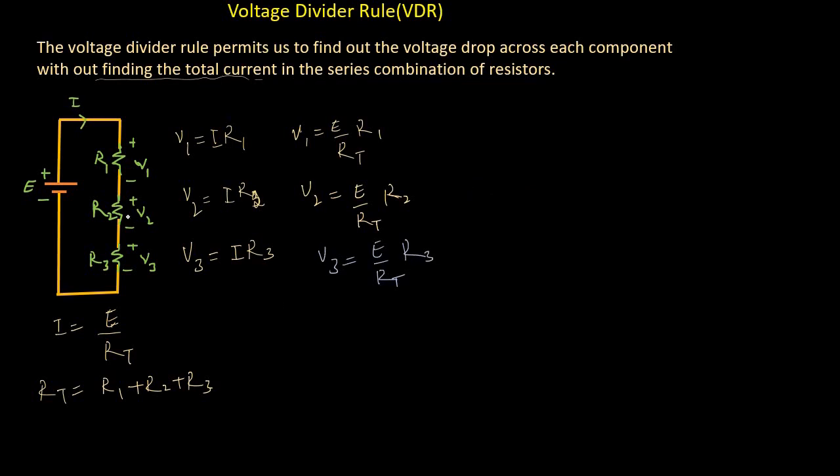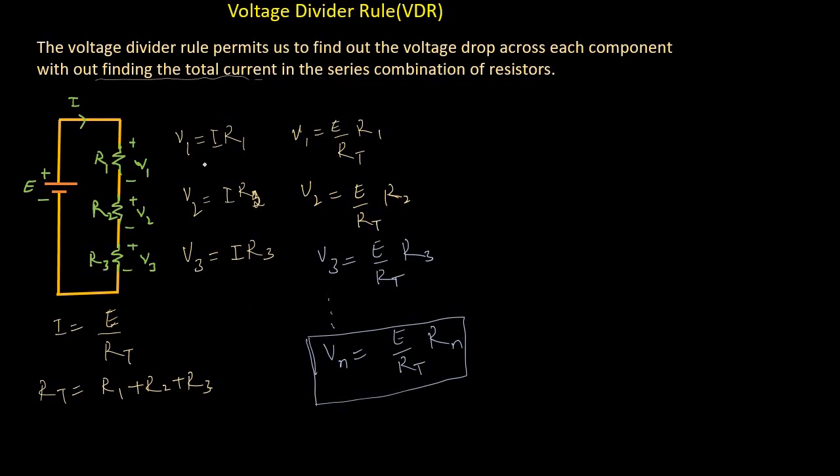Now, if there are n resistors connected in series, to find the voltage drop across the nth resistor, Vn equals E divided by RT into Rn. This equation represents the general formula for the voltage divider rule, where E is the total input voltage to this series circuit, RT is the sum of all the resistances connected in series, and Vn is the voltage drop across the nth resistor.